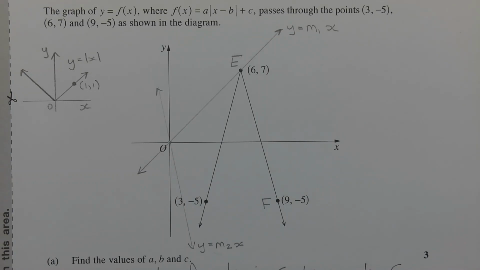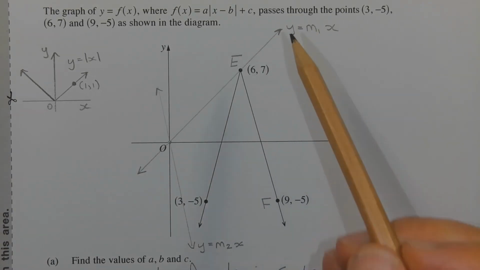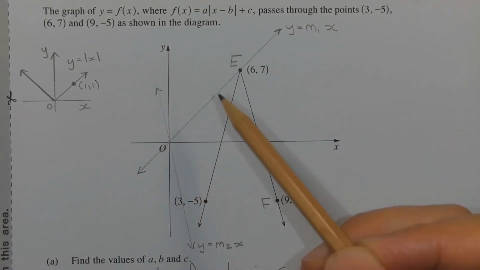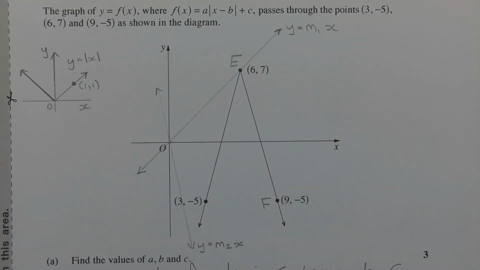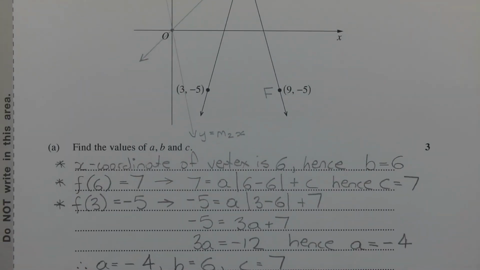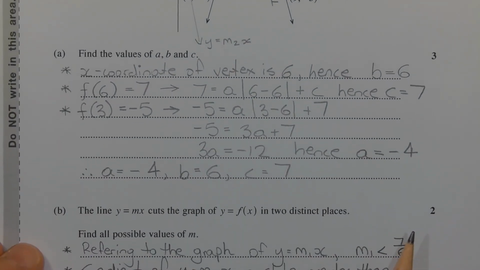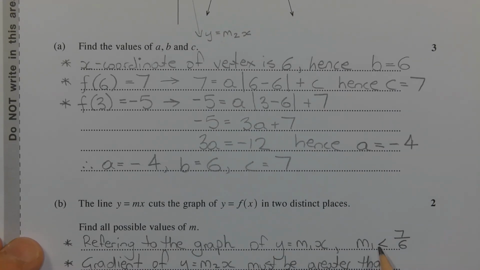So let's work out the gradient of m1. Starting at the origin and passing through the point (6, 7), using rise over run, it's going to be 7 over 6. So the first point we could make is that the gradient m must be less than 7 over 6.